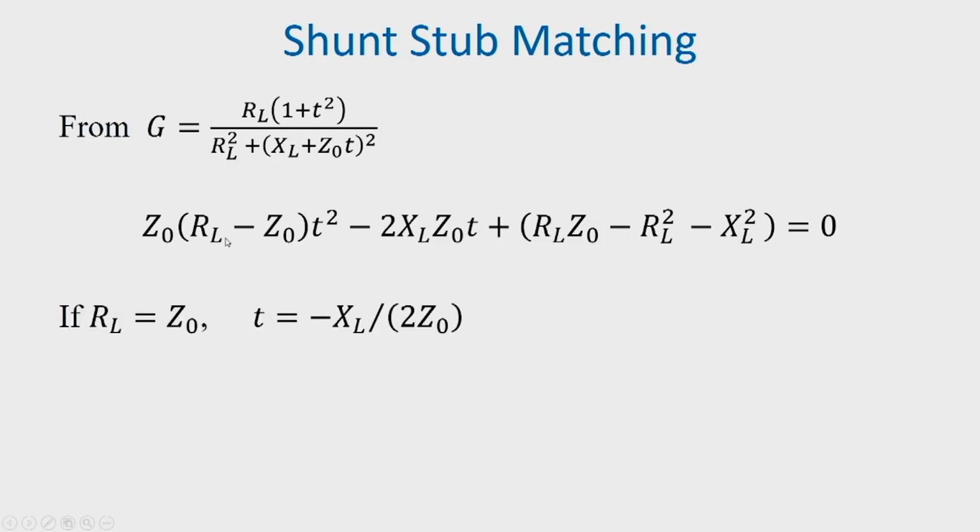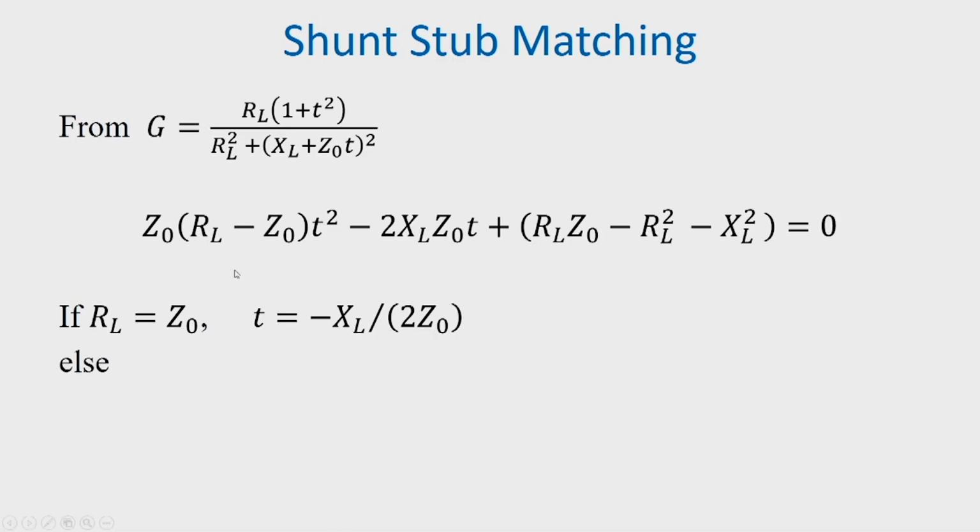Now, here you note that if RL is equal to Z naught, then this term becomes 0. That means, if the real part of the load impedance is the same as the characteristic impedance of the line to which it is to be matched, then we get a very simple solution for t, which is minus XL by 2 Z naught, because this RL Z naught will get cancelled with RL square. So, we will essentially have minus XL square divided by 2 XL Z naught, and this will give us t equal to XL by 2 Z naught.